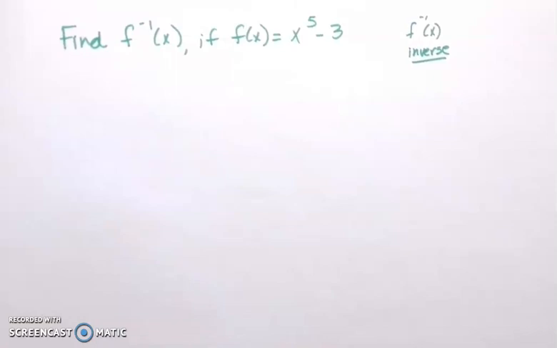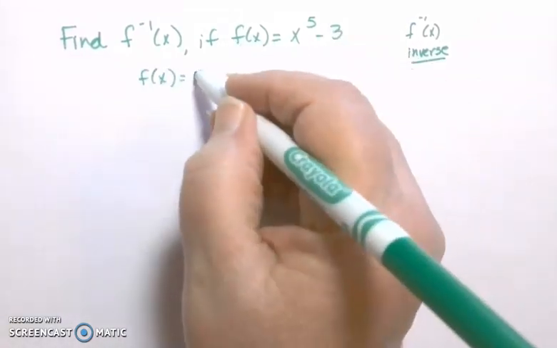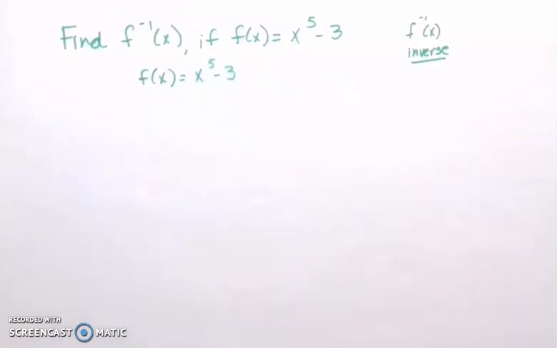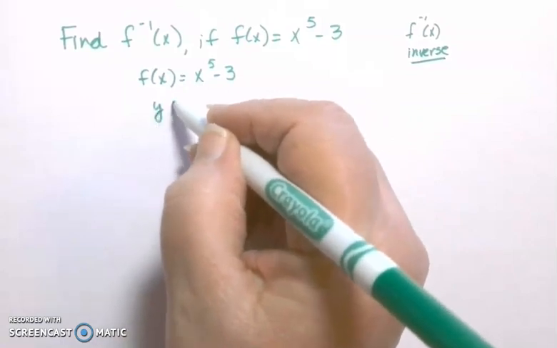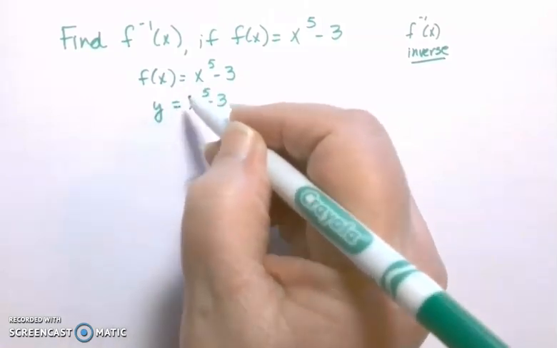First thing we do is we write our function, f of x equals x to the fifth power minus 3, and we replace f of x with y. So now we have y equals x to the fifth power, subtract 3.